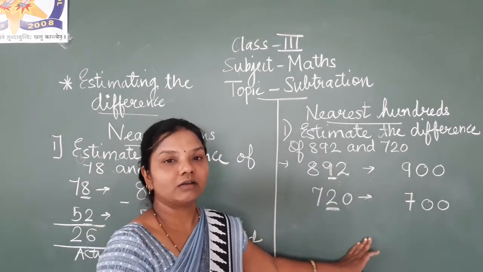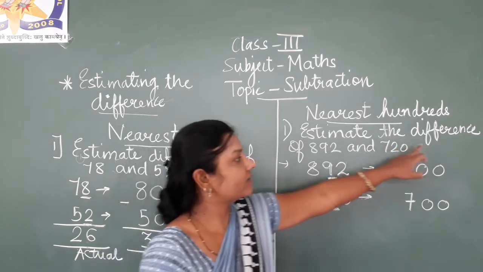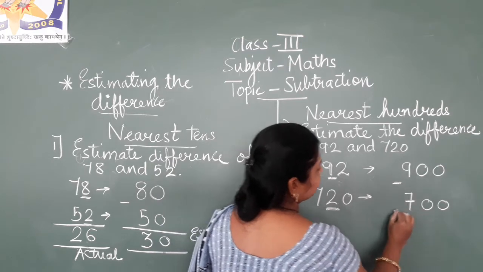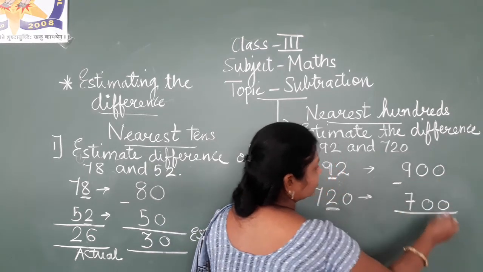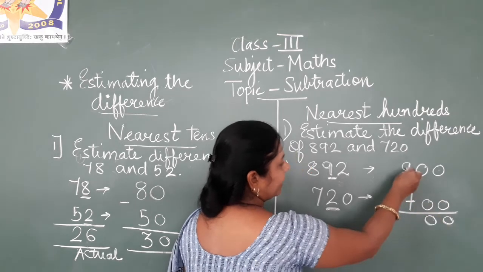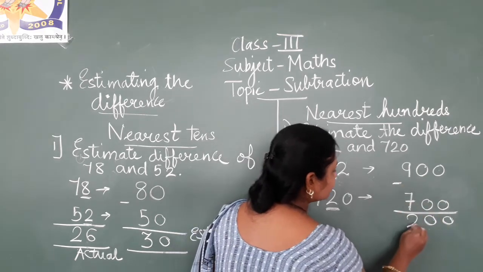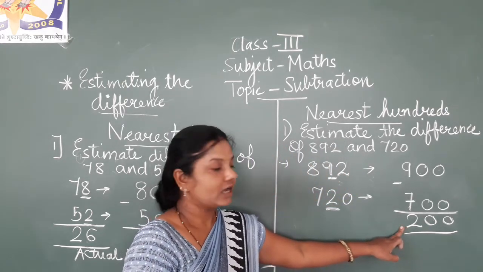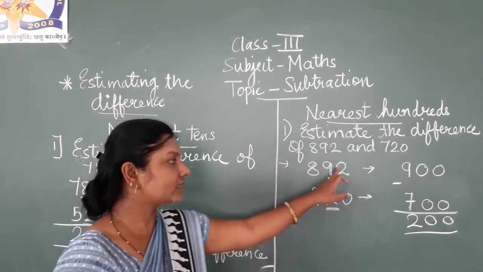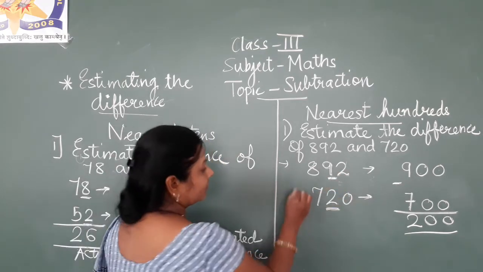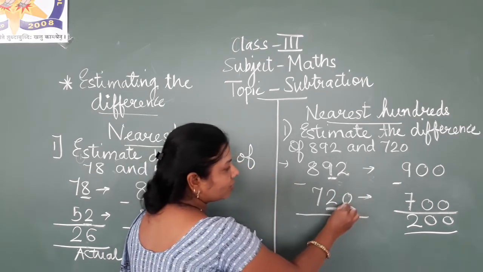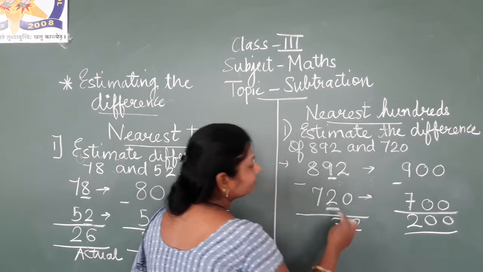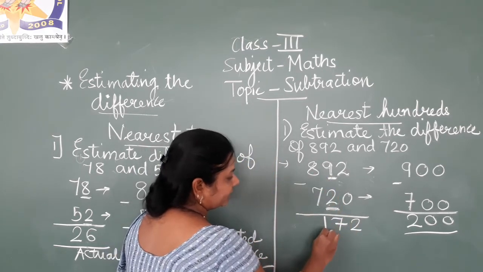First step is over. Now let us move to the second step, that is difference. We have to find the difference. So 0 minus 0, 0. 0 minus 0, 0. 9 minus 7, it is 2. So what is the estimated difference? It is 200. Now the actual difference. Let us subtract these numbers. 2 minus 0, 2. 9 minus 2, 7. 8 minus 7, 1.